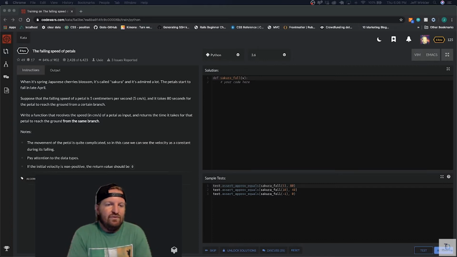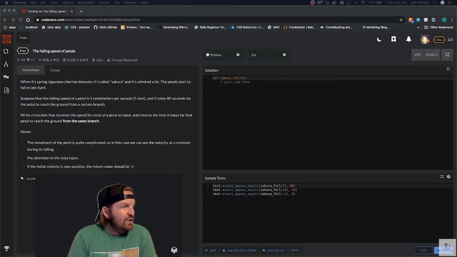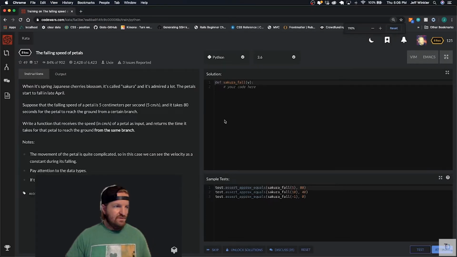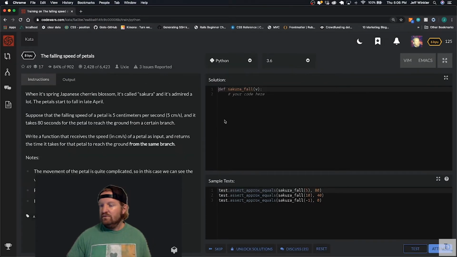I feel like it will definitely go better than yesterday, because yesterday was rough. So let me zoom in a little so we can see it. There we go. All right.